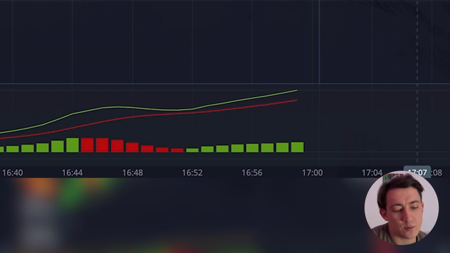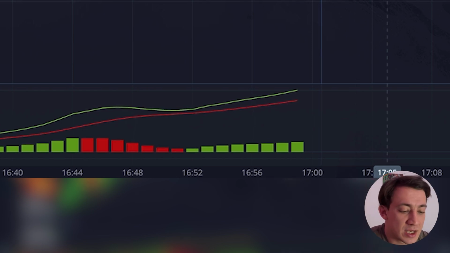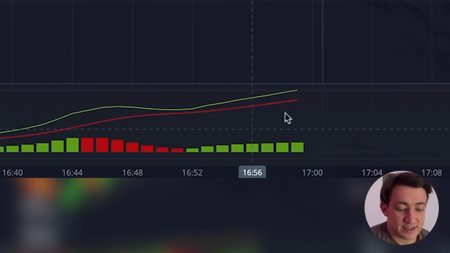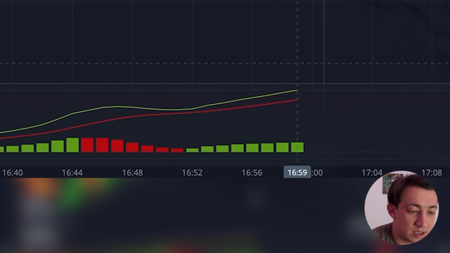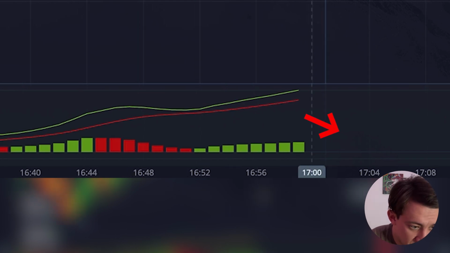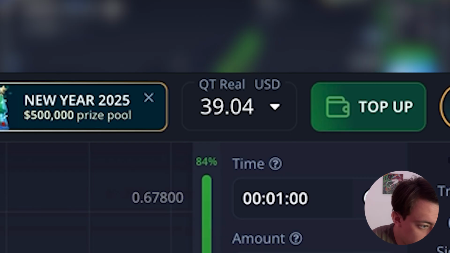We can also watch the histogram, which shows red and green candles, and those candles show us the direction too. If the candles lie in the upper zone, it's a signal to enter an upper position, and if the candles lie in the lower zone, it's a good signal to enter a lower position. And we get the first profit. My bank account is $39, and it's looking good.